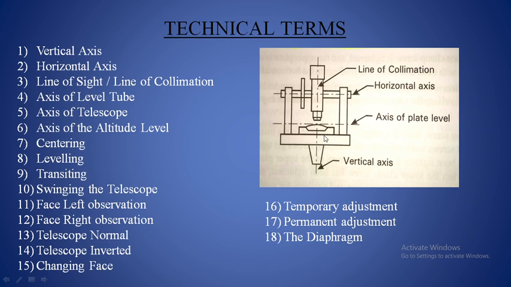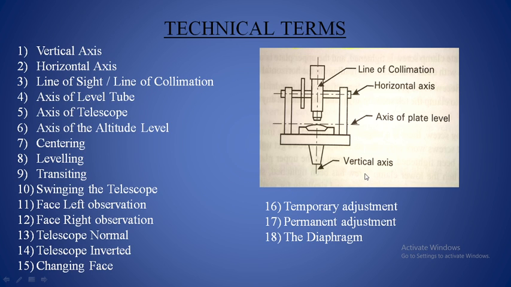For the permanent adjustment, we should bring all the axes exactly perpendicular to each other, and some of them parallel to each other. Horizontal axis must be parallel to the axis of plate level, and horizontal axis must be perpendicular to the vertical axis. Axis of plate level must be perpendicular to the vertical axis. Line of collimation must be perpendicular to the horizontal axis and vertical axis.